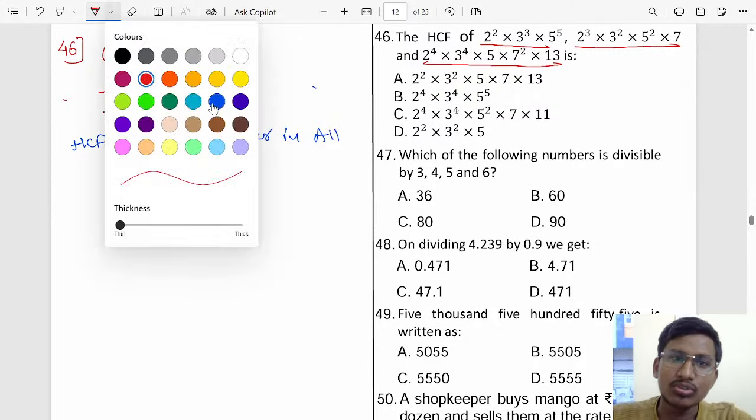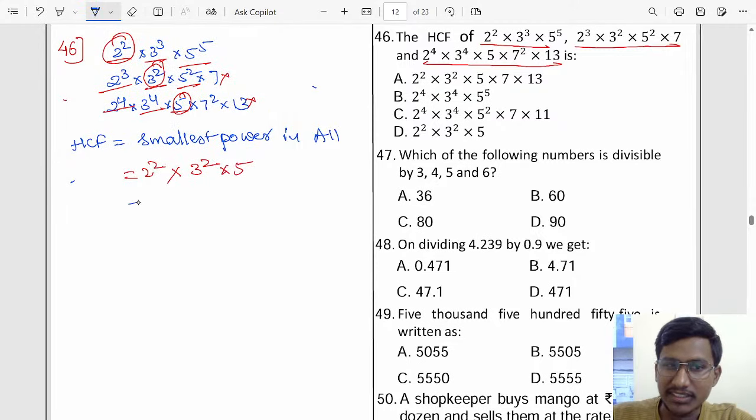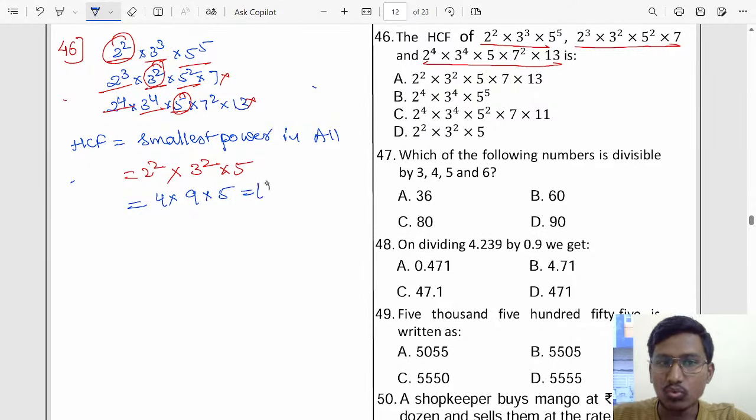Right. So this is the direct method: 2 power 2 is 4, 3 power 2 is 9, and into 5. So 4 9s are 36, 36 5s are 180.